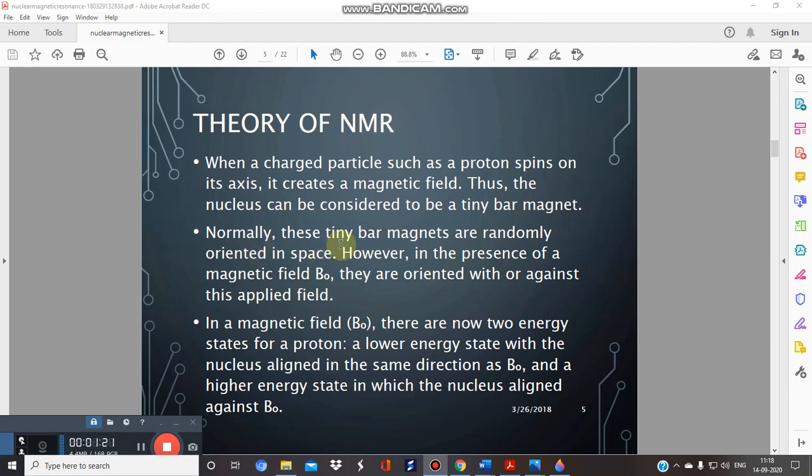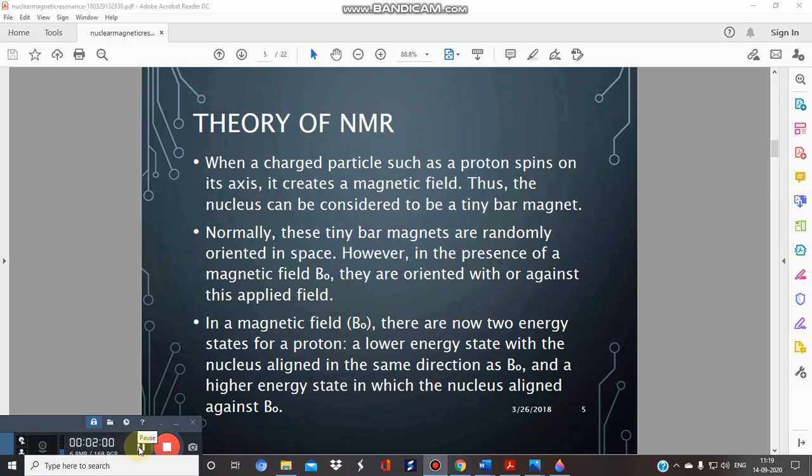Okay, and normally these bar magnets are randomly oriented in space. However, in the presence of a magnetic field B naught, if we apply a magnetic field, they are oriented with or against this magnetic field. And in the case of magnetic field B naught, there are now two energy states of a proton. It has a lower energy as well as a higher energy. So a lower energy state with the nucleus aligned in the same direction, whereas the higher energy state is one in which the nucleus is aligned opposite to B naught.